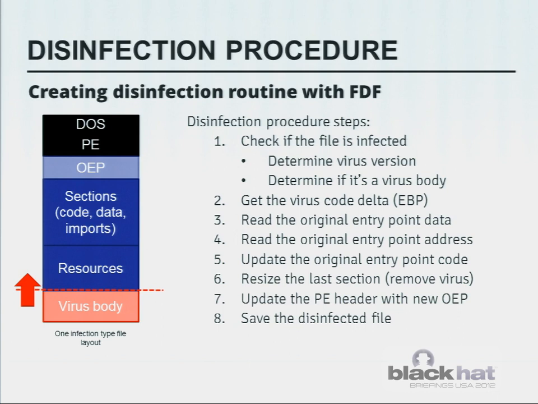We specifically made this for a specific version. Determine if it's the virus body. If it's not, we have to disinfect the file. Same steps as before: get the virus code delta, read the original entry point, get the original entry point address, update the original entry point, resize the last section, update the PE header, save the file. So those are all the steps you need to do.